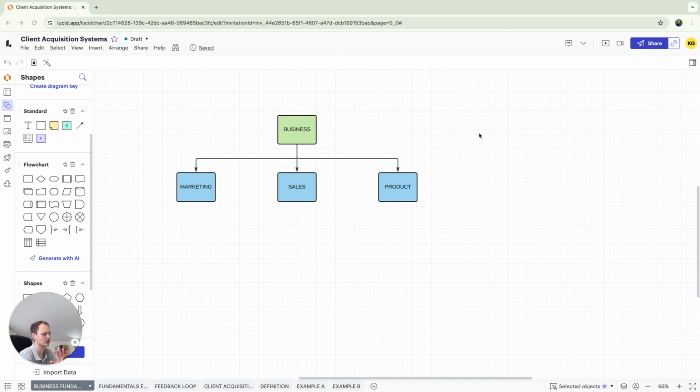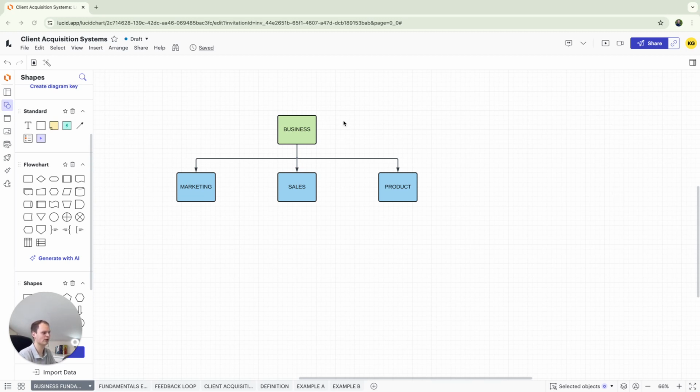A client acquisition system. In the next few minutes, I'm going to show you what a client acquisition system is, how you should view a client acquisition system, and what kind of impact a client acquisition system could have on your business. But in order to understand a client acquisition system, we need to take a quick step back.